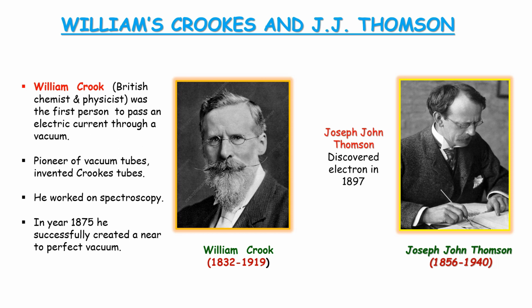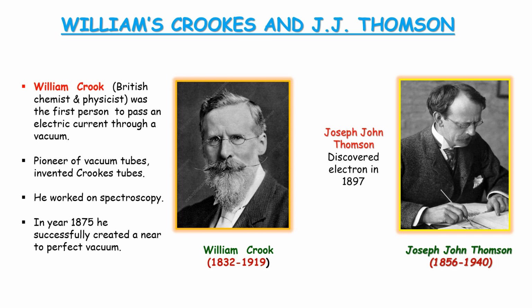In his quest to study the properties of cathode rays, he discovered that atoms contain negatively charged subatomic particles, electrons, thus they are divisible. William Crookes, the British chemist, was the first person to pass an electric current through a vacuum. In 1875 he successfully created a near-to-perfect vacuum in a glass tube sealed at both ends with metal plates. He named it the discharge tube.